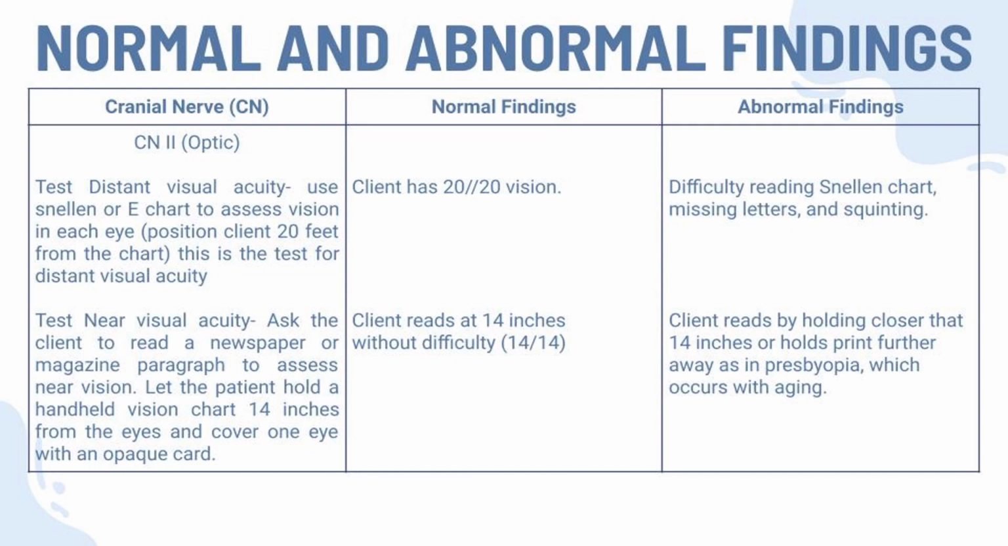Next is to test near visual acuity. You ask the client to read a newspaper or magazine paragraph to assess near vision. Let the patient hold the reading material 14 inches from the eyes and cover one eye with an opaque card. Normal finding is when the client reads at 14 inches without difficulty. Abnormal finding is when the client reads by holding closer than 14 inches or holds print further away, as in presbyopia, which occurs with aging.